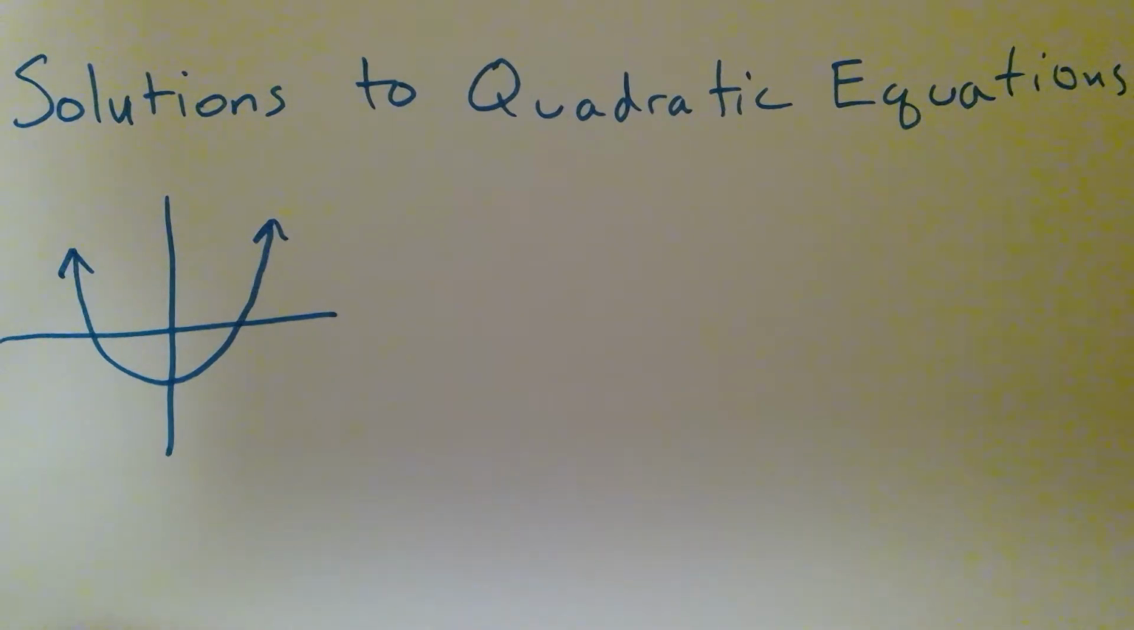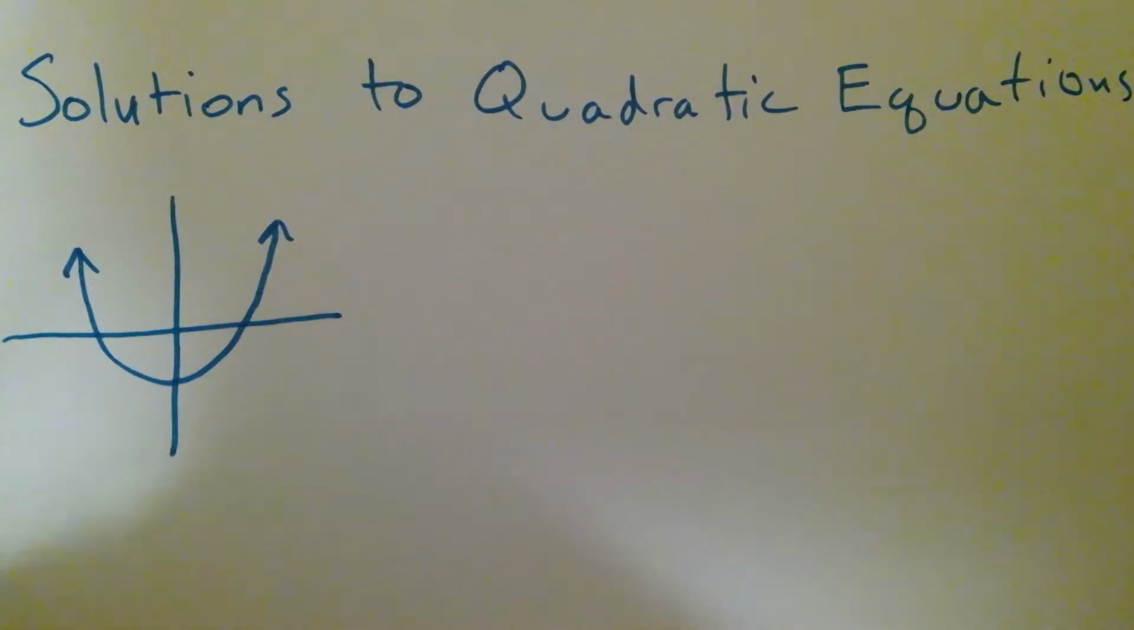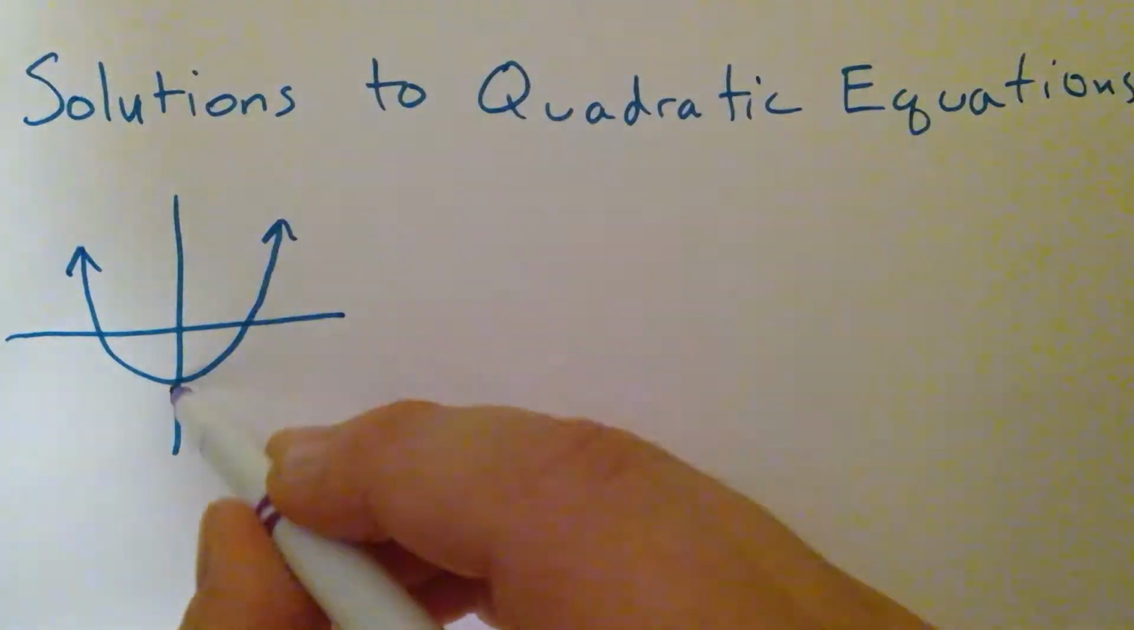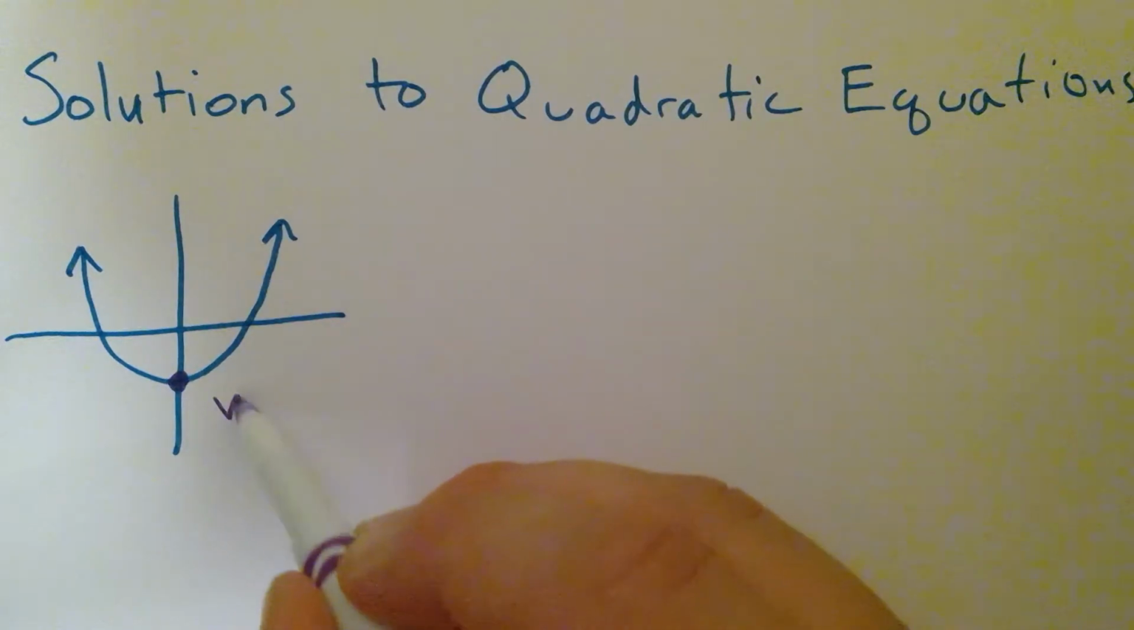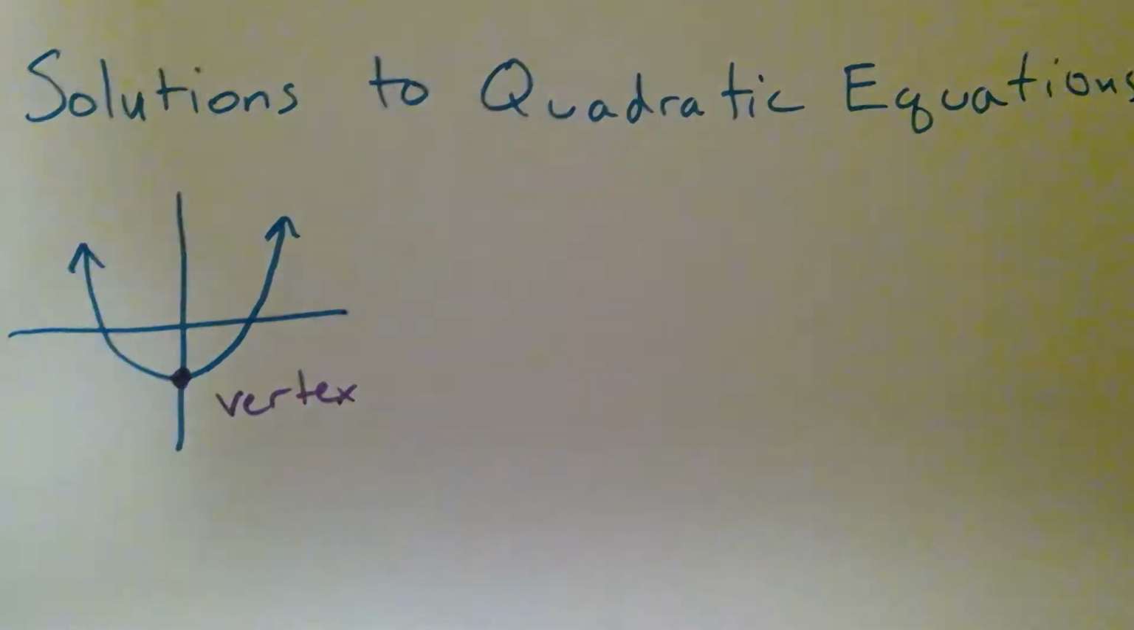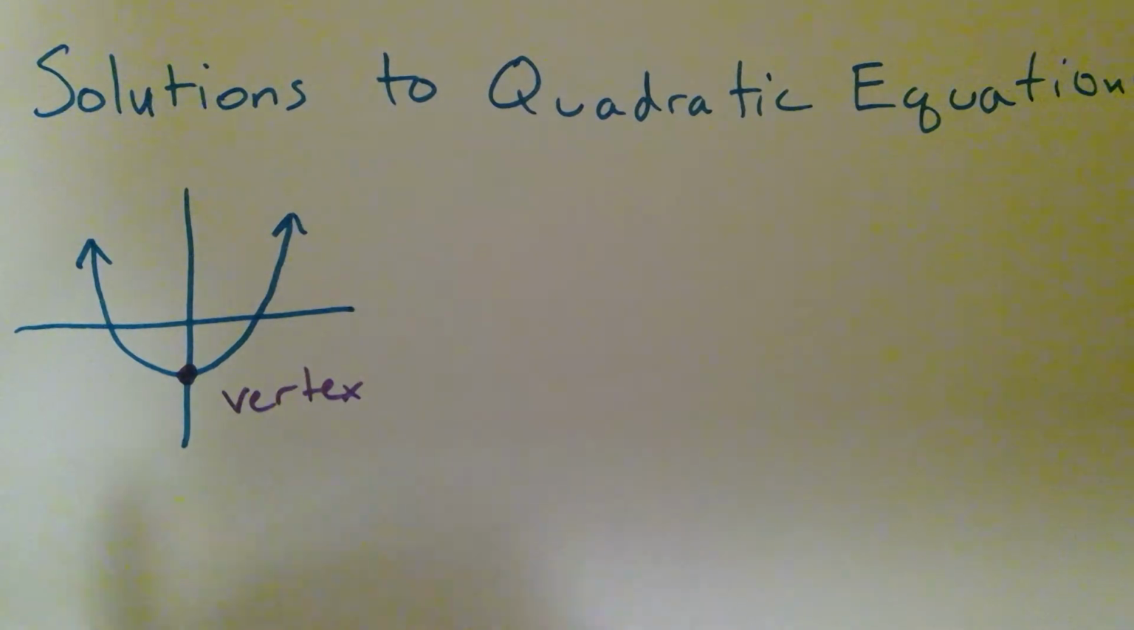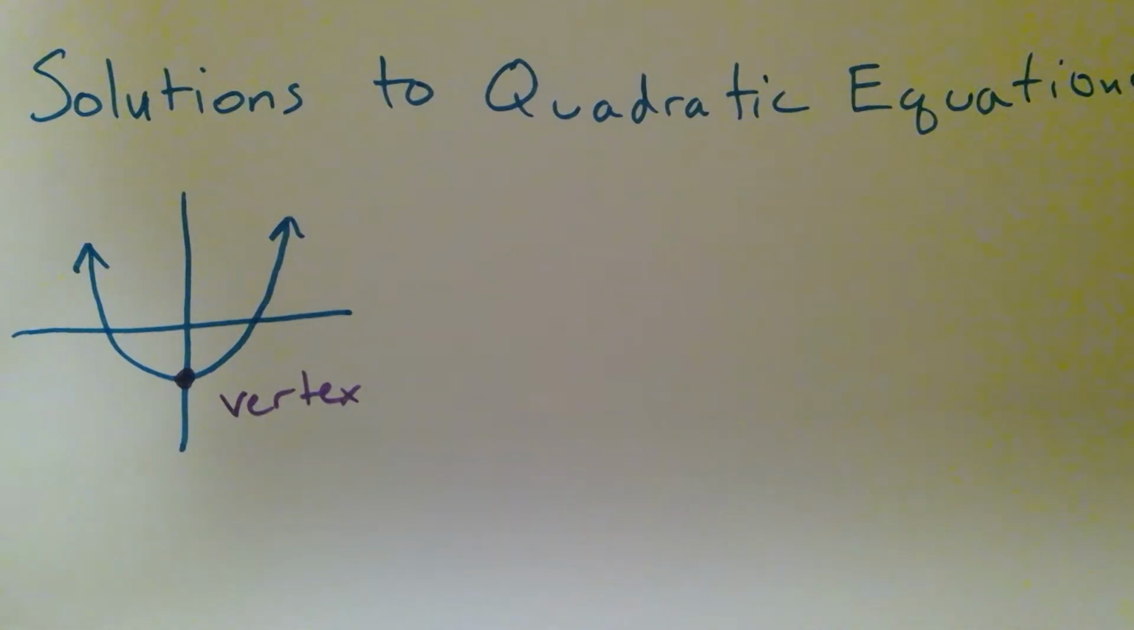Now, so far, we've only talked about the vertex. We said the vertex is important, and the vertex is sort of that turning point. So here's the vertex in this particular graph. Now, we're going to shift our discussion over to something that we call solutions, hence the name of this video.